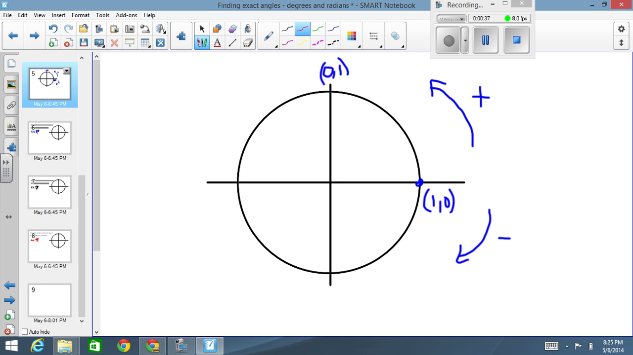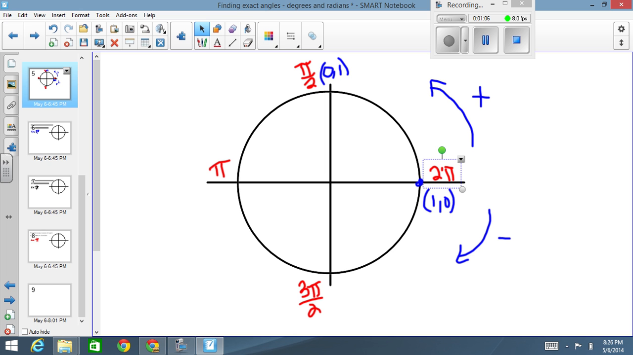As we start in radians, we understand that one complete time around the circle is a total of 2 pi. So halfway around the circle is going to be 1 pi. Up here we'll have half of a pi, or pi over 2. Down here we'll have 1.5 pi's, or 3/2 pi. So this is what we're going to be using when it comes to talking about finding angles in order to find exact values of trigonometric functions. So keep that in mind.